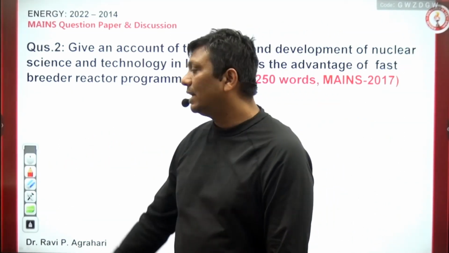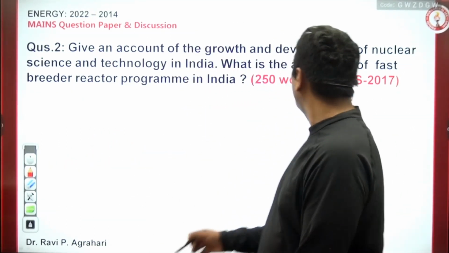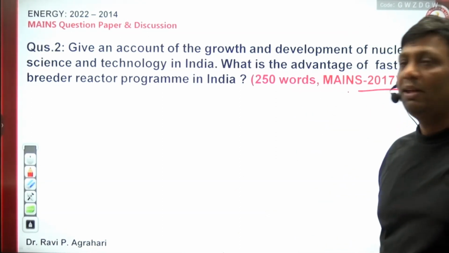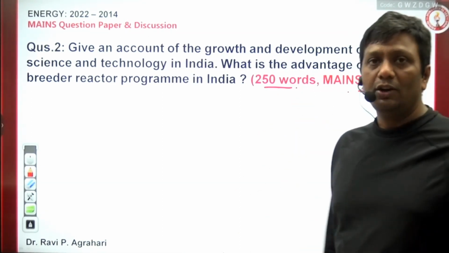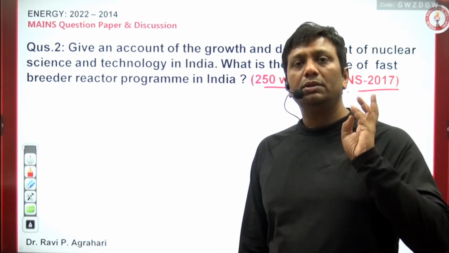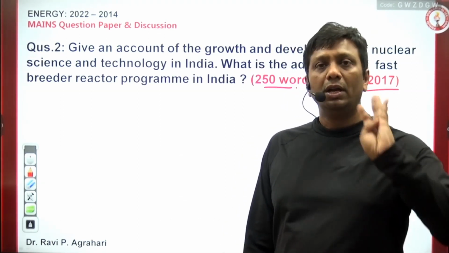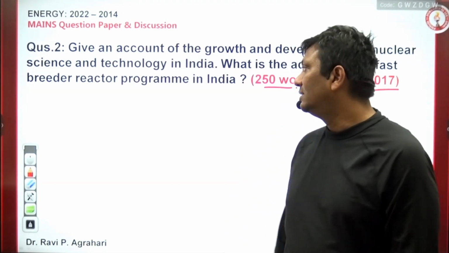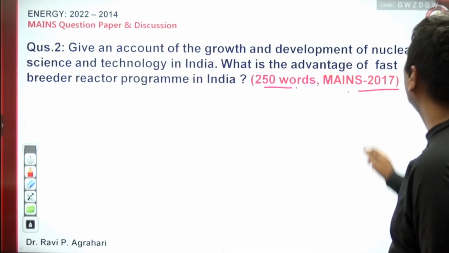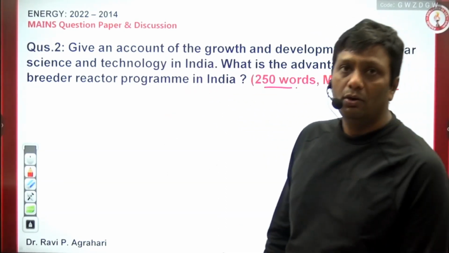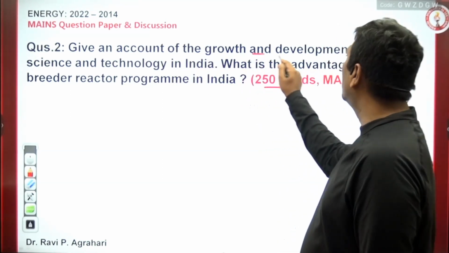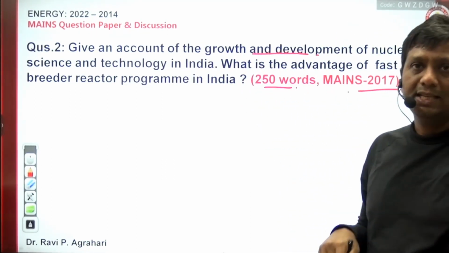Now we'll go toward the second question. The second question is from the question paper of 2017, and the word limit is 250 words. I hope now you will remember: introduction, main body, conclusion, and way forward. In these 4 parts, you must write the answers. Give an account of the growth and development of nuclear science and technology.